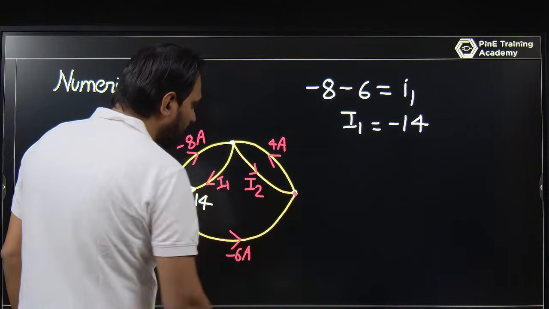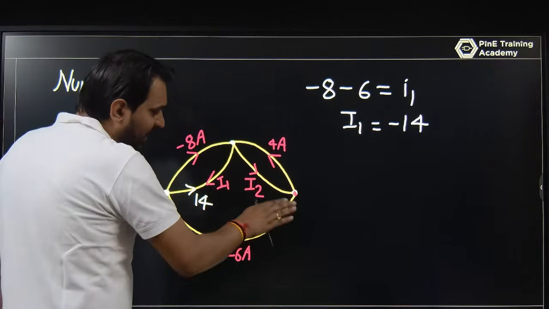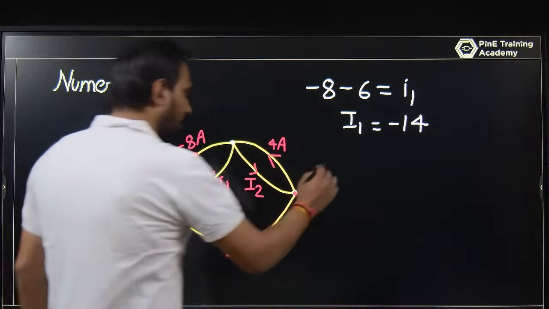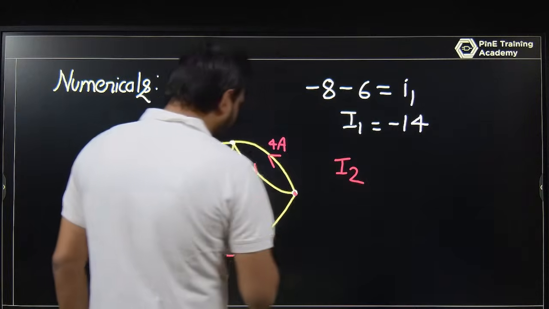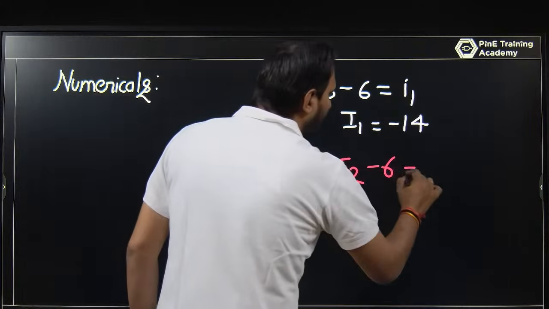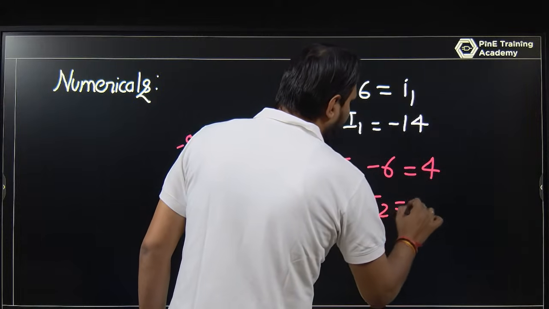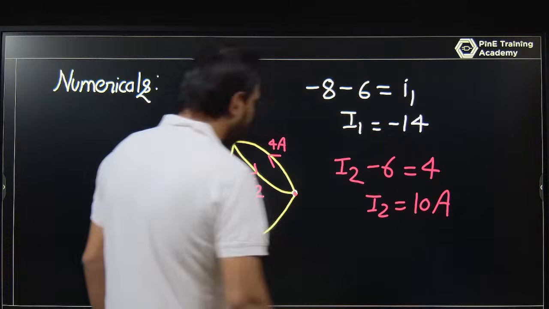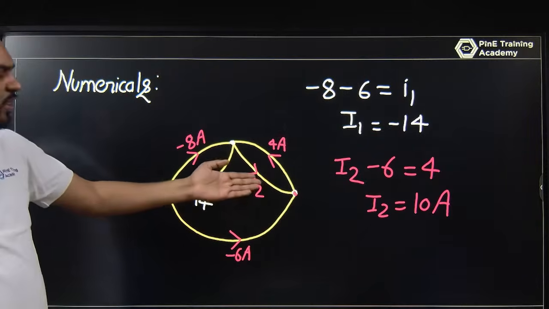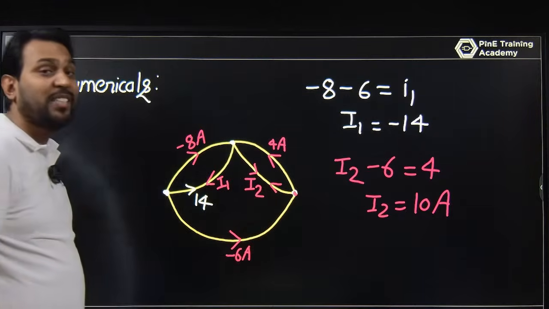At this node, I2 is entering, minus 6 ampere is entering and 4 ampere is leaving. So I2 is 10 ampere. The direction of I2 is positive, so there is no issue. If anyone asks about the opposite direction of I2, you can say this is minus 10.